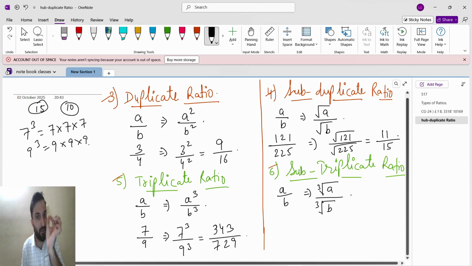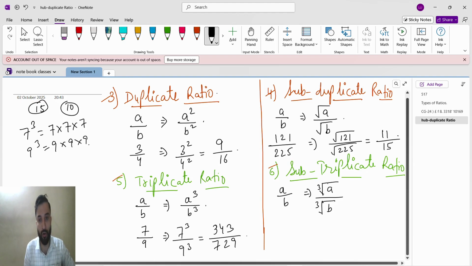See, duplicate ratio means whatever the given ratio, we will do the square of that ratio. Same, triplicate ratio means we will do the cube of that ratio. Subduplicate ratio means we will do the square root of that ratio. Subtriplicate ratio means we have to do the cube root of that ratio.